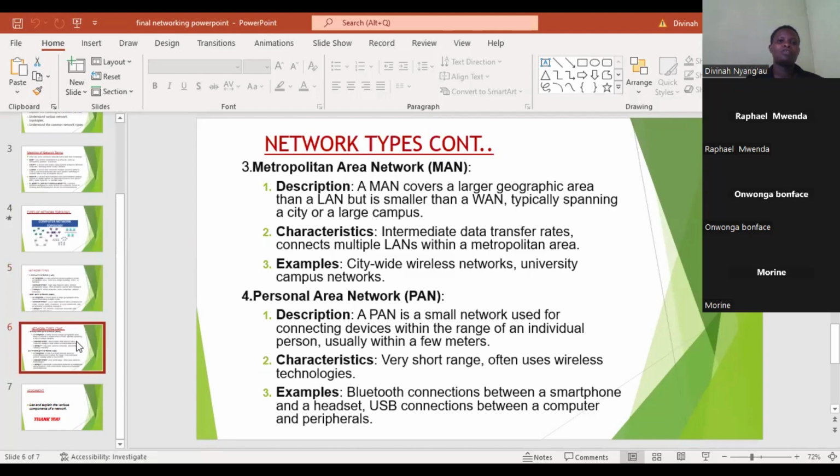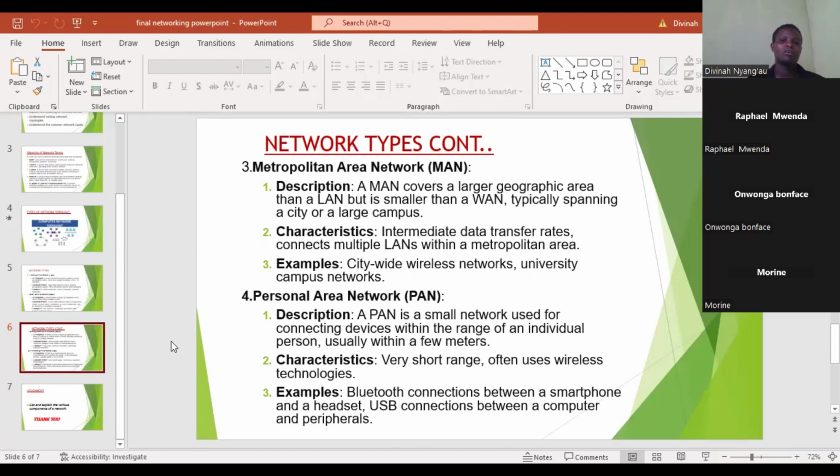Number three, we have a metropolitan area network known as MAN. A MAN covers a larger geographical area than a LAN, but is smaller than a WAN, typically spanning a city or a large campus. Characteristics of a MAN: intermediate data transfer rates, and it connects multiple LANs within a metropolitan area. Examples of a MAN are city-wide wireless networks and university campus networks.